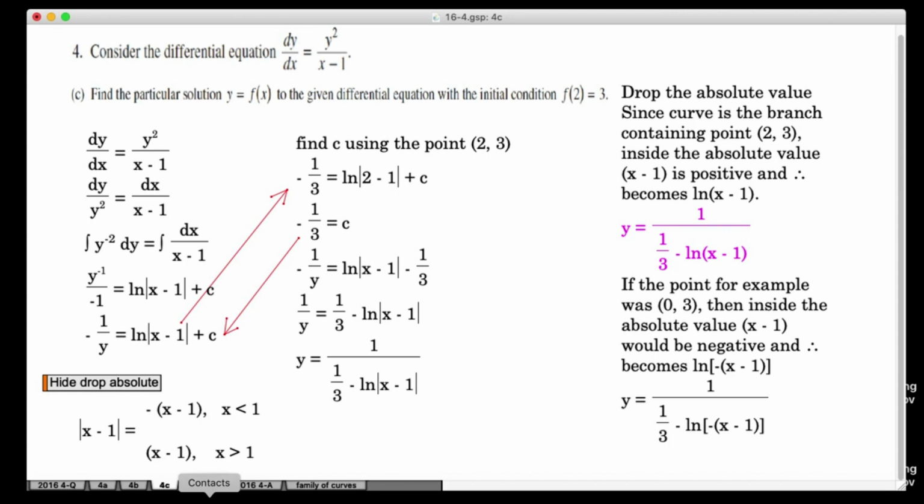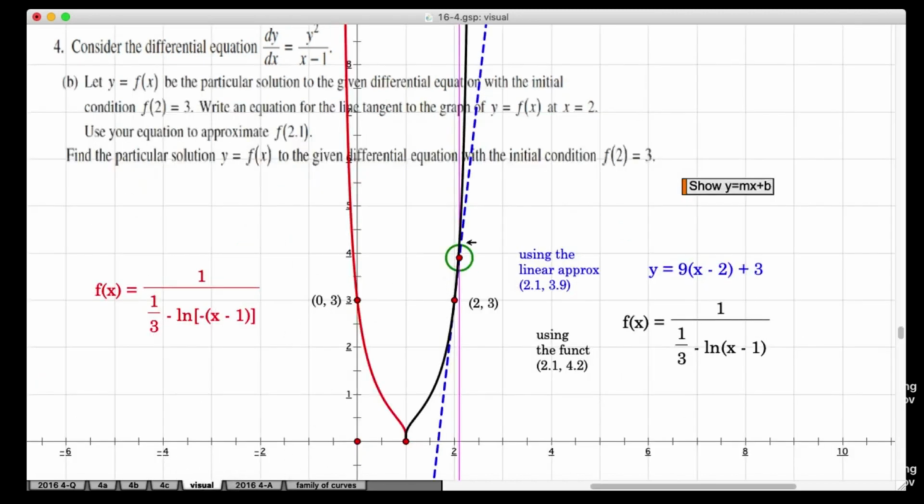So let me give you a little bit of visual I was talking about, part B. Here's the graph of this function. By the way, I broke it up into the two branches. Now, you don't need all of this. I'm just trying to give you an idea what's going on here. The red branch is the branch where inside was negative, so we had to take the negative of the absolute value. And the other branch, where inside the absolute value is positive, we just drop the absolute value. So there's the black branch.